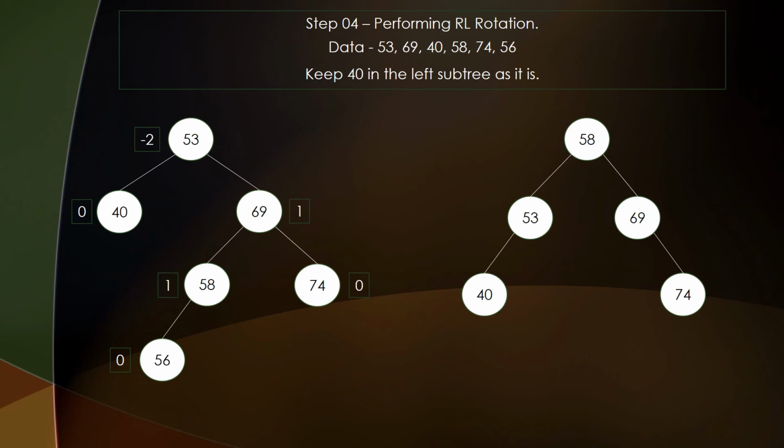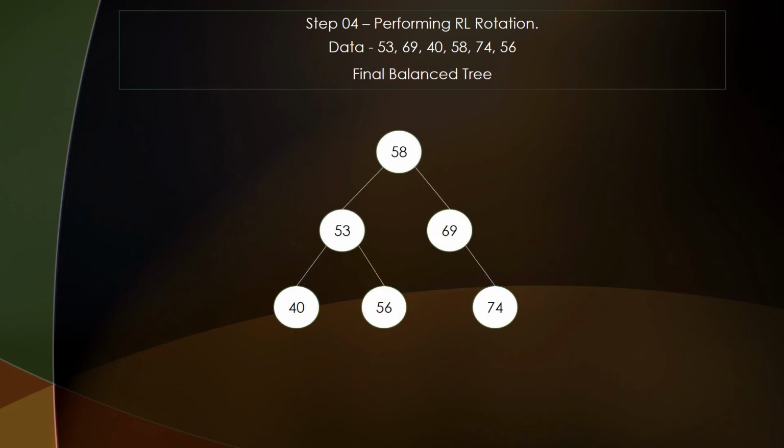Now there is only a single node left to be inserted into the new tree to balance it out, that is the node 56. Now according to the rules of the binary search tree, 56 will be inserted as the right child of 53. This is because it is smaller than the root node 58 but it is greater than the node 53. So since both these conditions are satisfied, it will be inserted in the left subtree of the root node 58 but in the right subtree of the node 53. And as you can see from the video, the entire tree has been balanced.